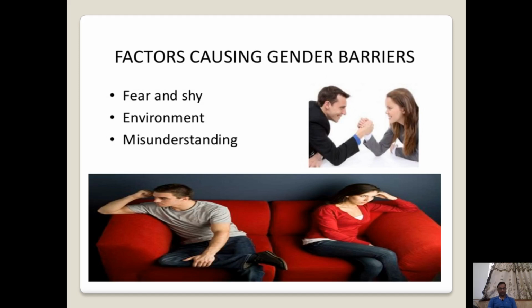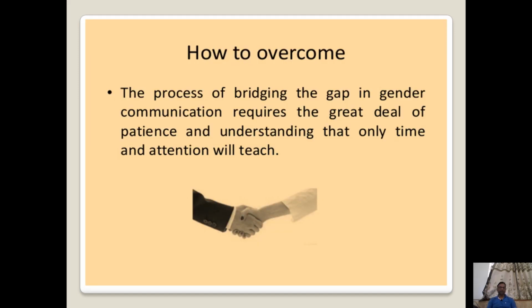Some girls are very extrovert, some boys are very extrovert, some girls are very introvert, even some boys are introverts. So when we try to communicate with these people, we cannot because of such behavior. Sometimes the environment also plays a major role in causing gender barriers, along with misunderstanding. Sometimes people don't understand each other, and when we try to put forward our point, these kinds of barriers create and communication doesn't happen. How do we overcome this one, that we should know. The process of bridging the gap in gender communication requires a great deal of patience and understanding that only time and attention will teach.